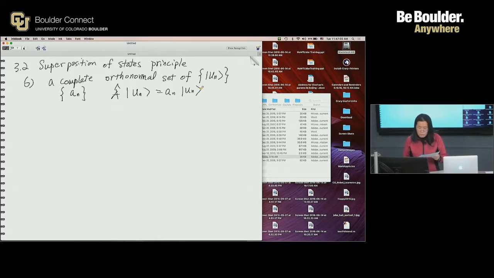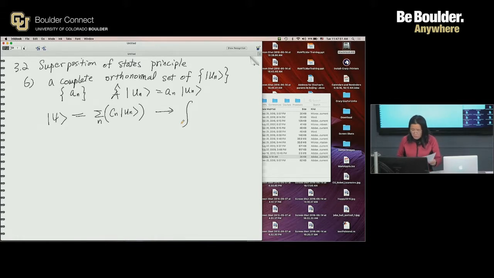So the superposition principle basically says any state psi of this same system can be expressed as a superposition of these orthonormal eigenstates u_n with a coefficient c_n in front of each. Since it's a superposition of them, I take a sum here. This is for discrete energy levels. If it's continuous, you can write this sum as an integration. It's all in my lecture notes, so I'm not going to rewrite it here.